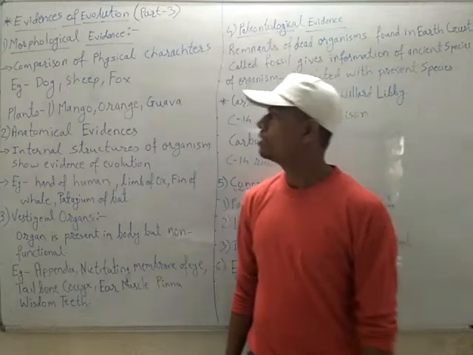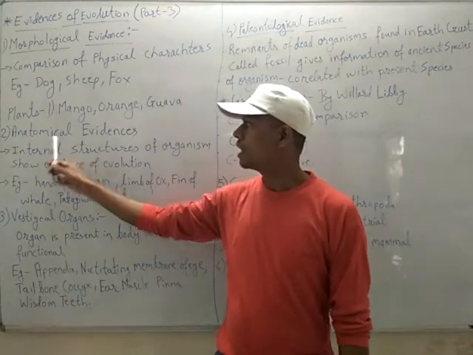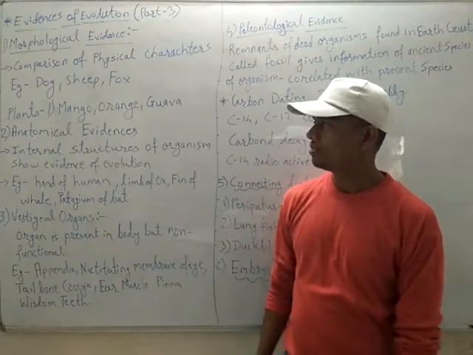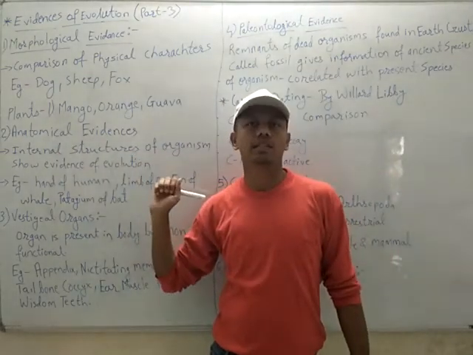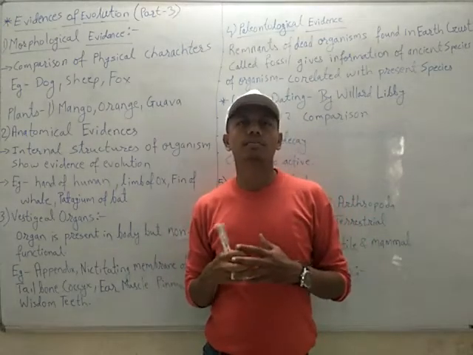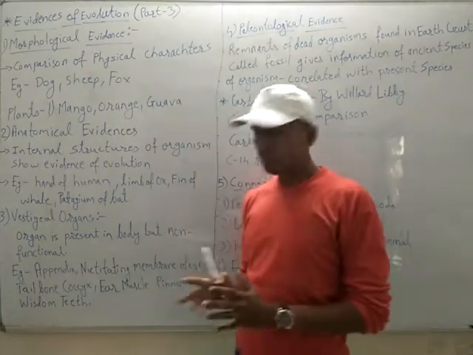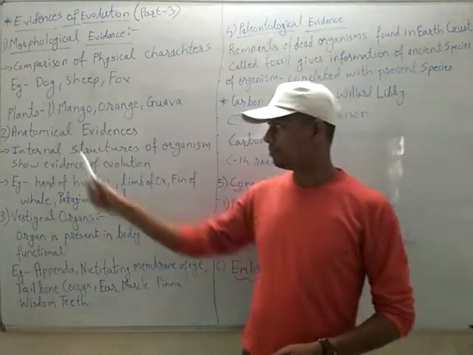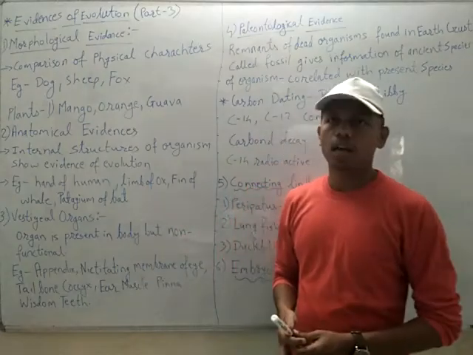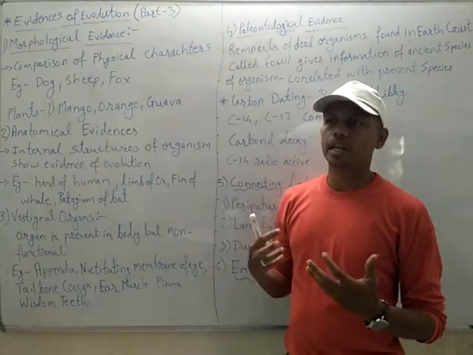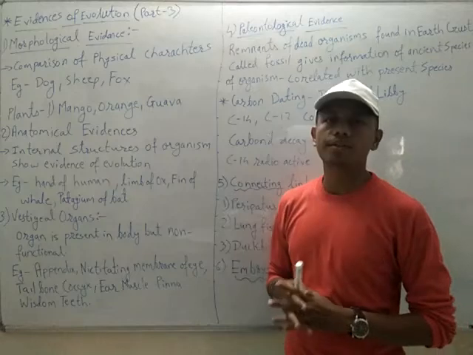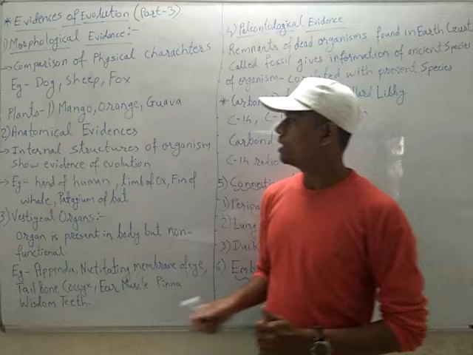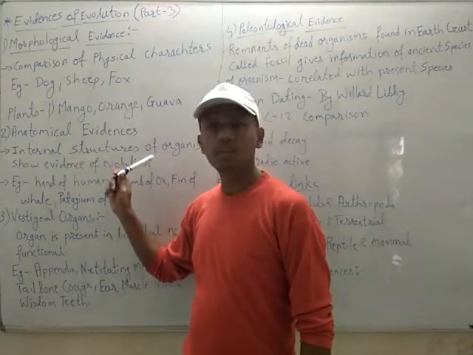The next evidence of evolution that we are going to study is anatomical evidence. What is the meaning of anatomical evidence? Internal body structures, the internal structures of the body and how they are similar to each other in different organisms, that we are going to study as anatomical evidences. It means we can compare the internal endoskeleton of the various organisms here. So what are these anatomical evidences? Let us study.